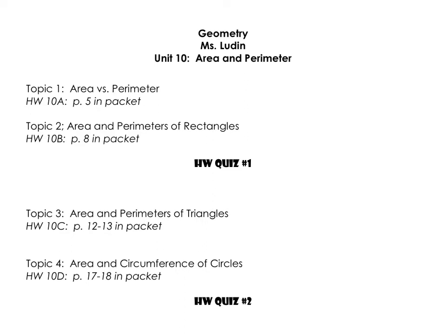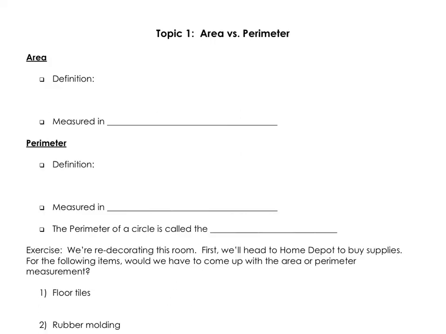So you should have been given a Unit 10 area and perimeter packet from the substitute. If you don't have that, you should go and get this. I'm going to be checking on Monday. If you fill in all the notes and do the homework, I'm going to give you 5 points. So let's get started and go to page 2.